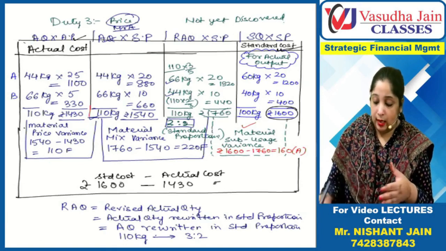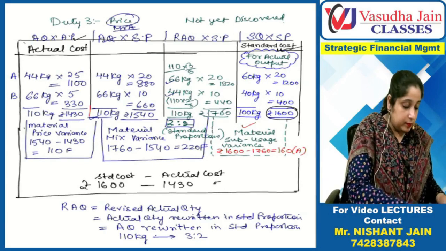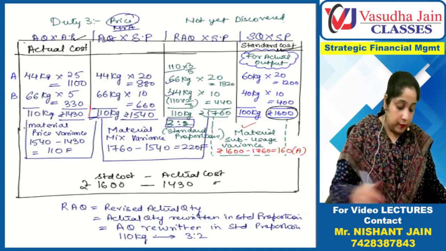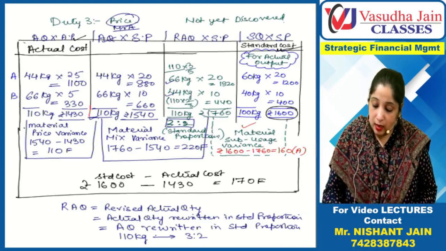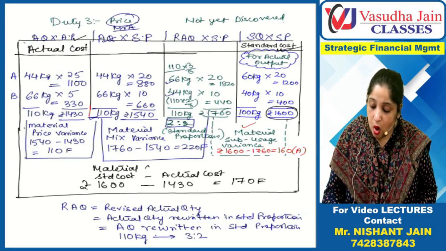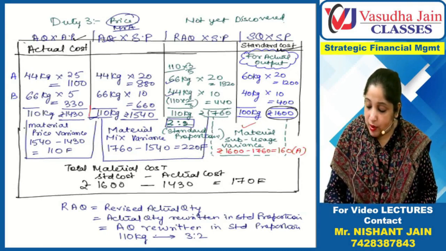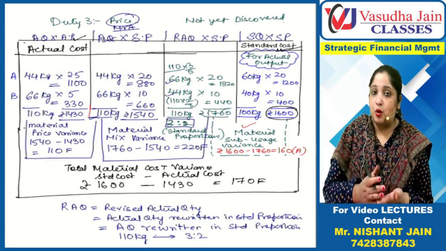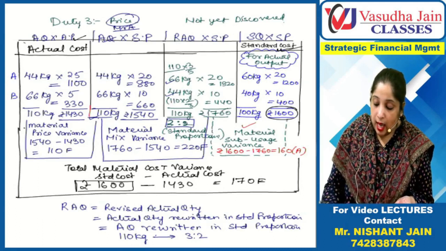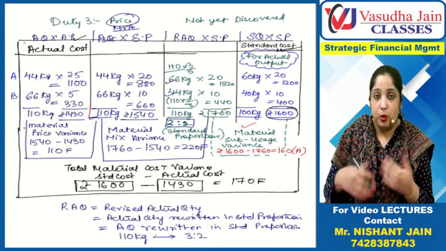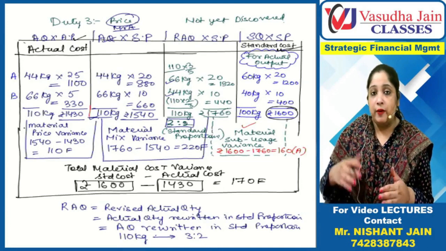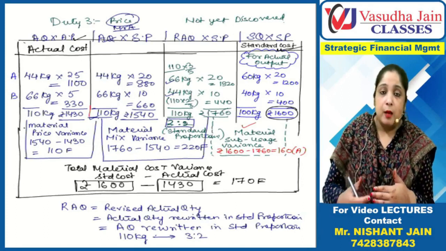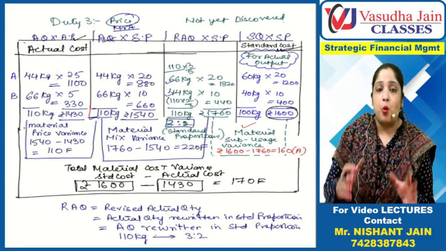Definitely in terms of money, there is a favorable impact. If you compute, this is coming out to be 1600 minus 1430, so 170 favorable. This is termed as material cost variance, total material cost variance. What is variance? Standard cost and actual cost. So standard material cost is 1600 and actual material cost which has been spent by both workers is 1430. So the difference is 170 favorable, but we have to investigate whether it is favorable or adverse, because in the end it is affecting your quality.